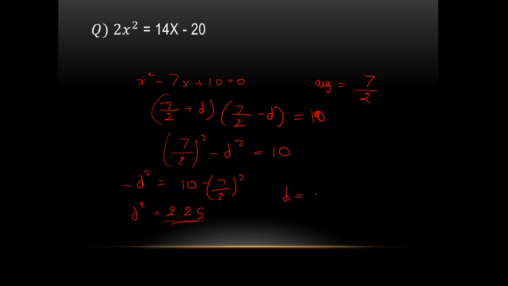So d is equal to plus or minus square root of 2.25. So square root of 2.25 is 1.5. So plus 1.5 or minus 1.5. So these are the two values of d. So after we know the values of d, we can substitute here to get our two roots. So 7 by 2 plus 1.5 or 7 by 2 minus 1.5. Let us find the values. So, erasing this part.